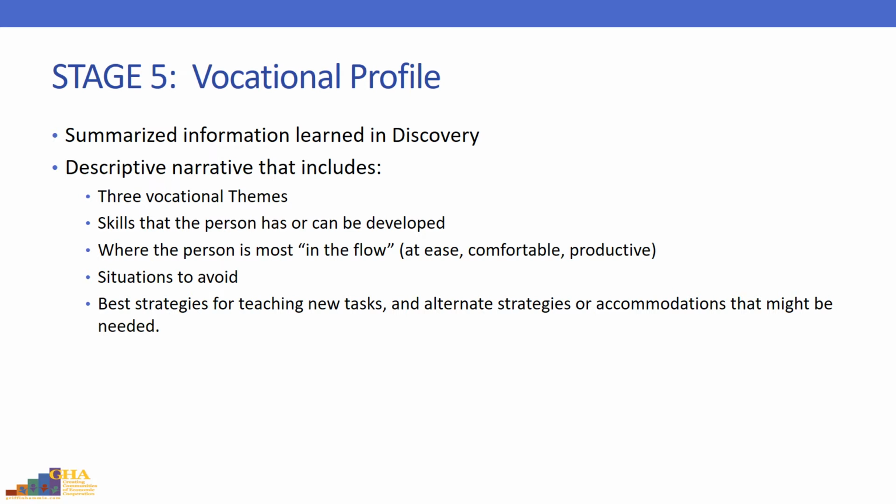The descriptive narrative should address the person's ideal conditions of employment, including the three vocational themes, skills that the person has or that can be developed, where the person is most in the flow, meaning most at ease, most comfortable, most productive, situations to be avoided, best strategies for teaching new tasks and alternate strategies or accommodations that might be needed. The vocational profile gives the team information and direction to move to the next step, career planning.